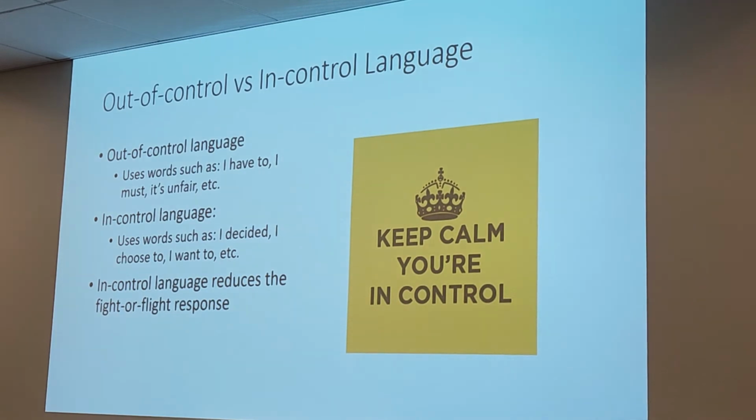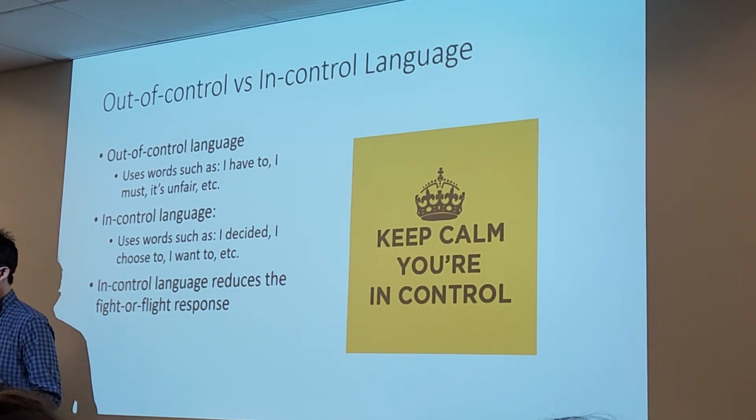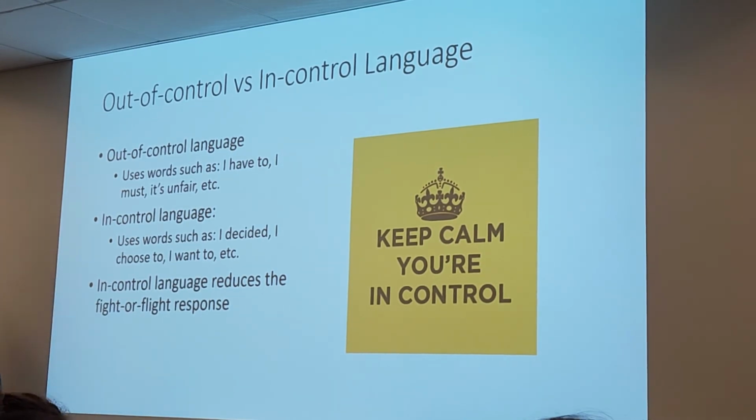Okay, out of control versus in control language. Out of control language uses words like I have to, I must, it's unfair, right? I have to study, I must pass this test. It's unfair that the test is taking place on the same day as the second test. Right? That's out of control language. You're trying to put things outside your control. Right? Things that you cannot affect, right? Because you must, you have to, it's unfair.